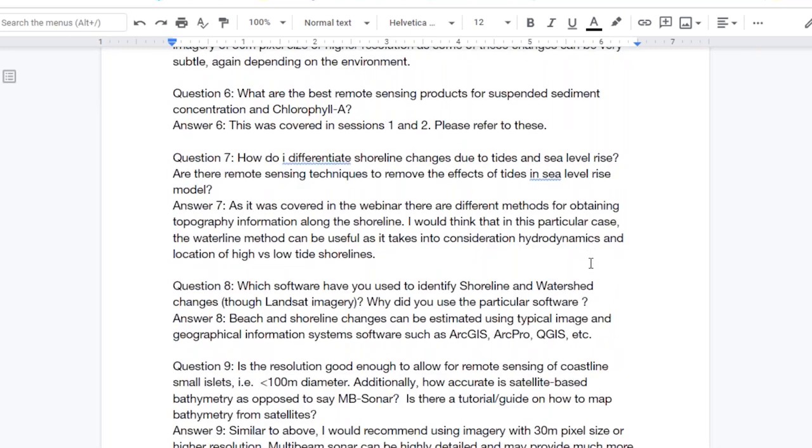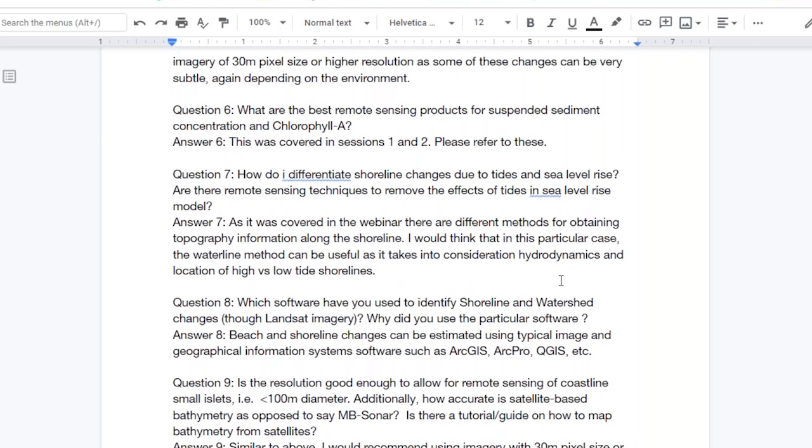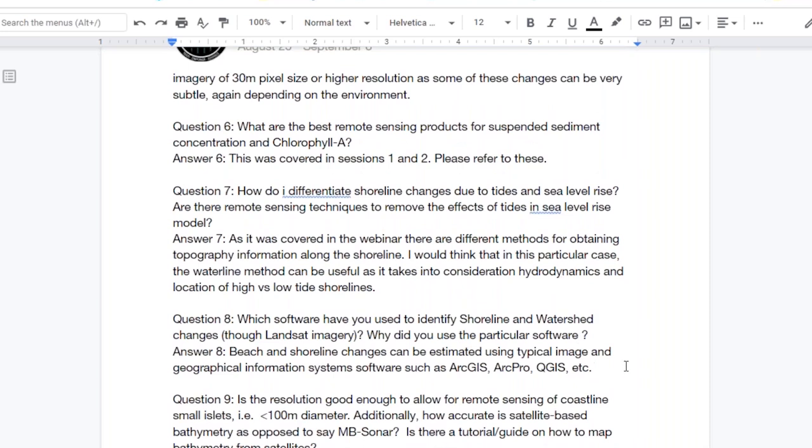What are the best remote sensing products for suspended sediment concentration and chlorophyll A? Well, we covered this in sessions one and two, so I would say please refer to those two sessions. Also, this is a topic that has been covered extensively in other ARSET webinars, particularly related to water quality. So I would encourage the person who asked this question to feel free to see some of those other webinars, just for the sake of time during this particular session.